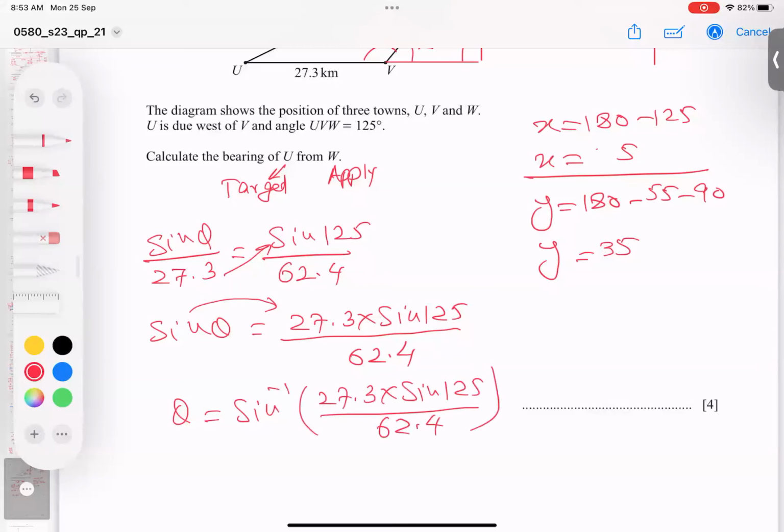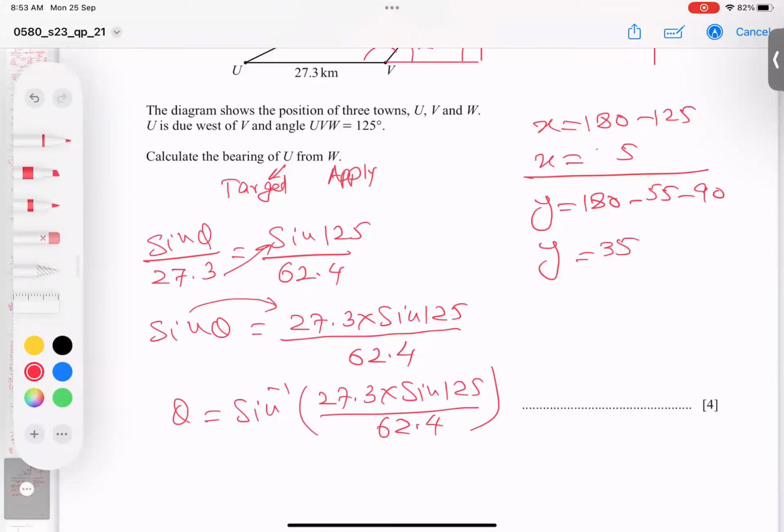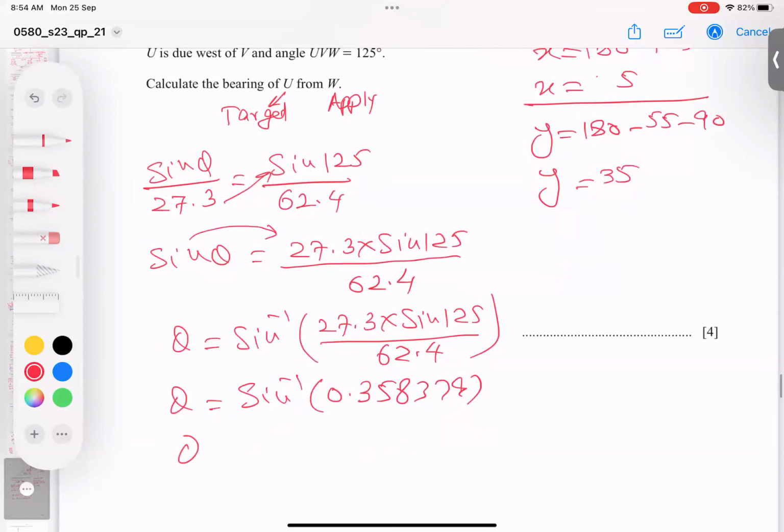Okay, so let's try to solve it. Wait a minute. Okay, all right. So sine inverse, first of all I check it: 27.3 times sine of 125, divided by 62.4, and I put it in a bracket. You can type all together, no problem at all. And when I type sine inverse, what answer is it giving me? 21 degrees, 21.00, 21 degrees.